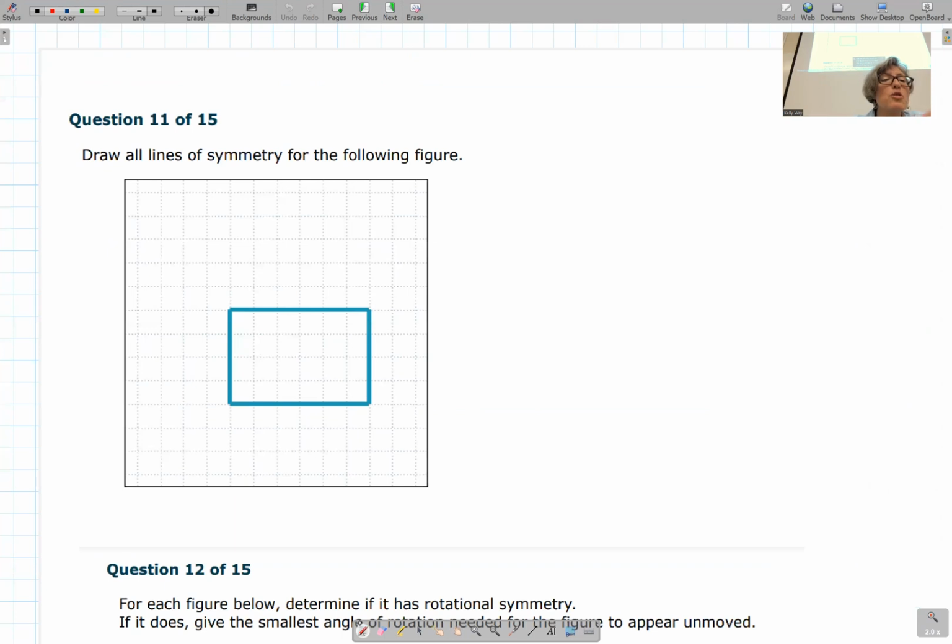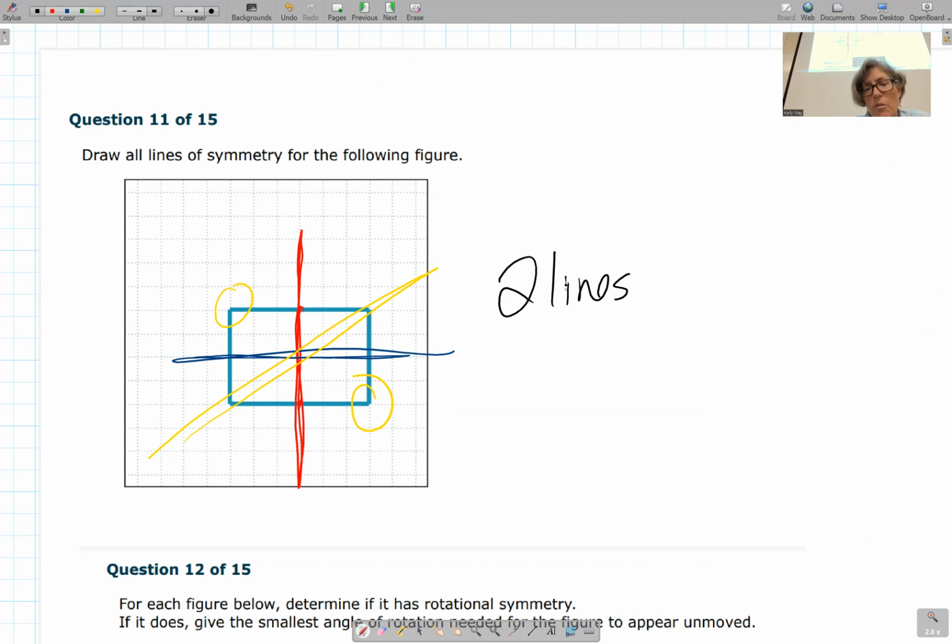Draw the lines of symmetry. Ask yourself where this can be folded so that you get 2 equal sides or 2 equal congruent shapes, and it has 2 lines of symmetry. This might look like a line of symmetry, but if you were to fold that, these corners would not match up here. So it only has 2 lines of symmetry. It should be the red and the blue.